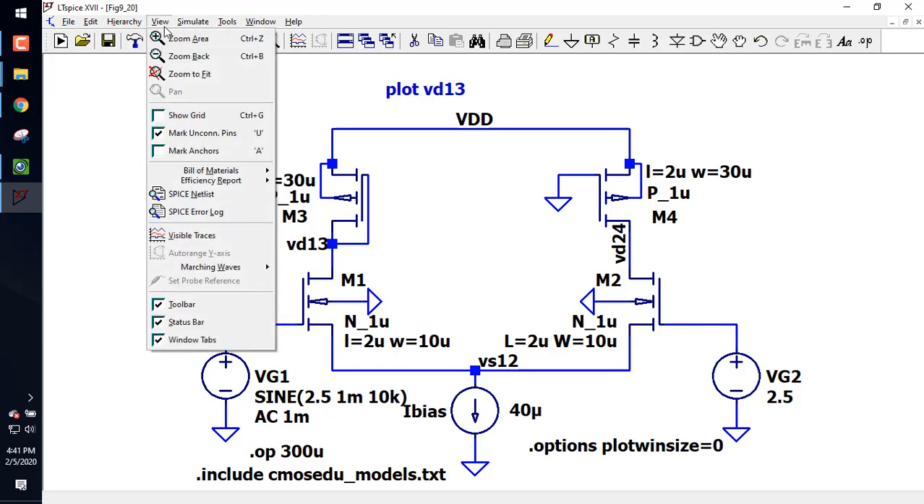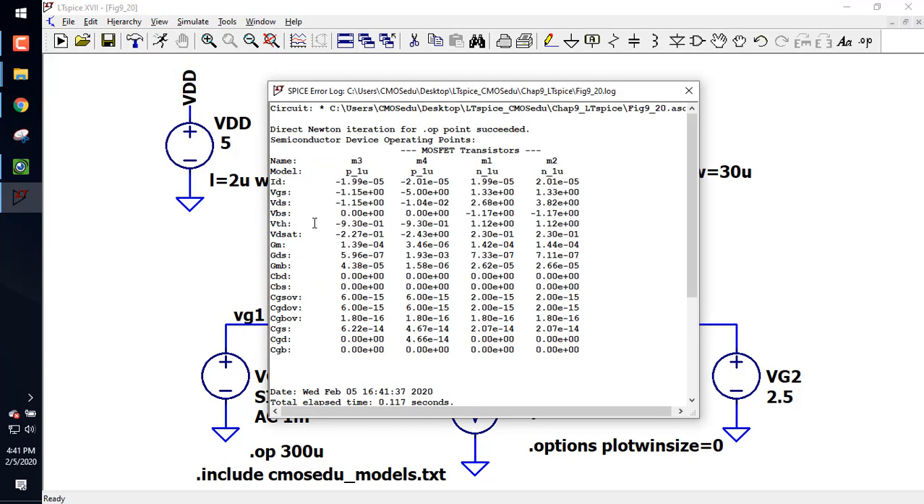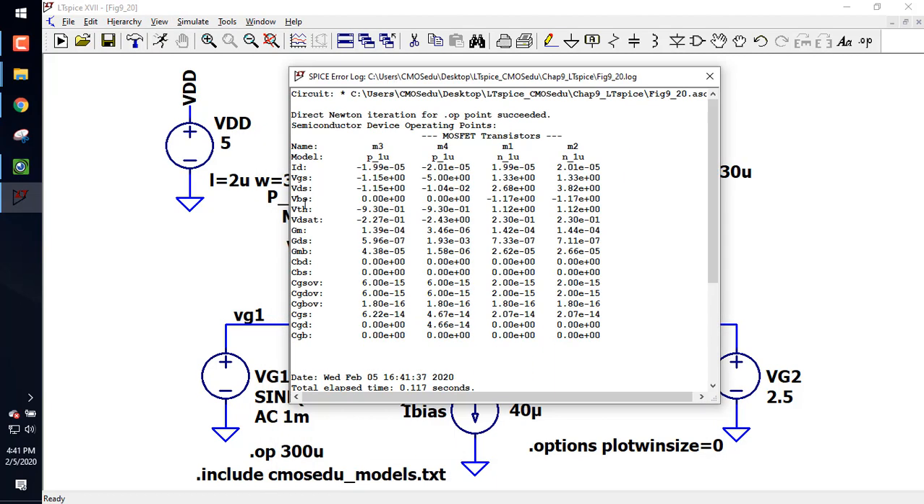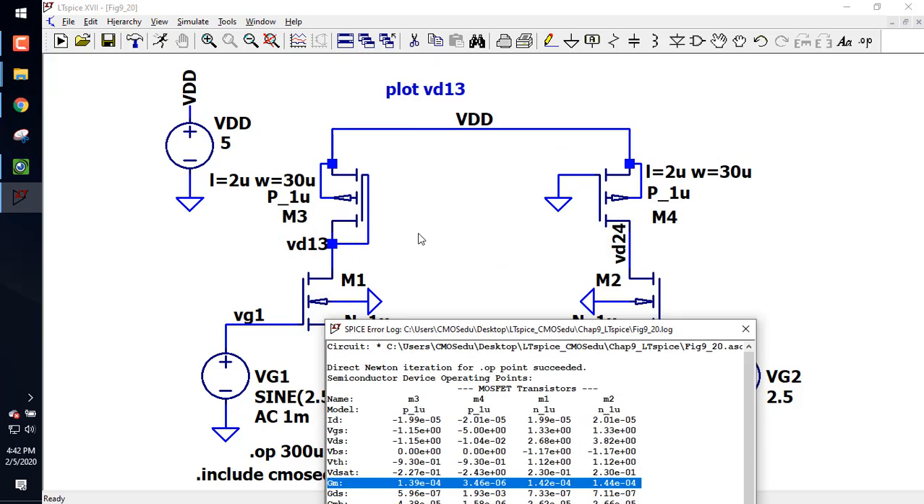So I'll go View, Spice Error Log, and let's look at M1 and M2. And I go over there, M1 and M2, GM. And they're all, see, this is what I was saying, they're not precise because of the body effect, but does everybody see that I calculated 150 and they're coming up with 142 and 144? All right, then the GM3 is 139 micro, and there's GM3.